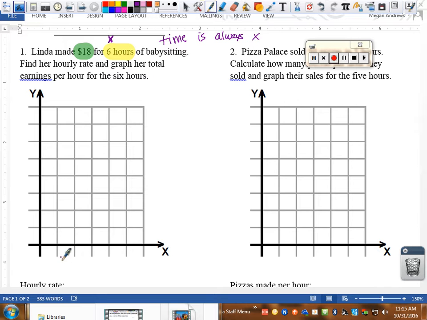That means that on the X-axis where I'm going to graph the hours, I need to count at least up to 6, which I can easily make counting by ones. No problem. I can make it to 6. But up the side, that's my Y value. Anything that's not time is my Y value. Linda made $18. Money earned.